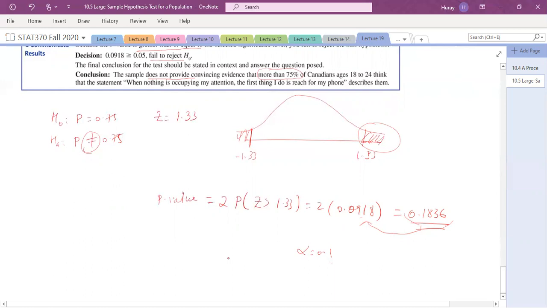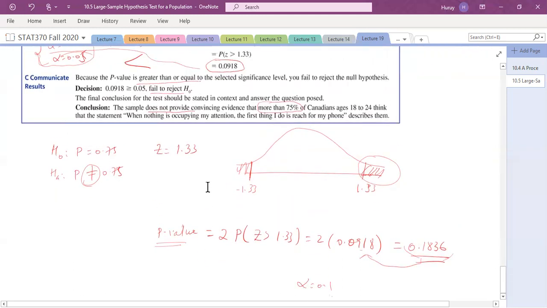Therefore, always, if you reject for a one-sided or one-tailed alternative hypothesis, then you definitely reject for a two-tailed alternative hypothesis, because the p-value for a two-sided alternative hypothesis is always larger than the p-value of a one-tailed alternative hypothesis.